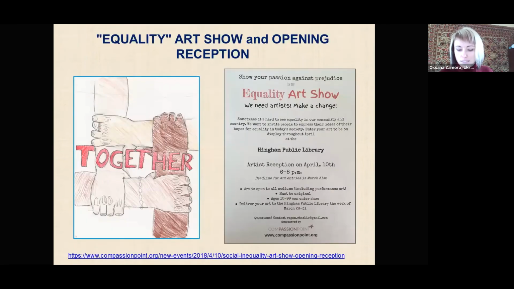Here is another example of a quality art show and opening reception where the participants could not only engage people or raise awareness about the topic, but they also could meet creators and other artists. And again, you see that one of the key messages which they put on this brochure or leaflet is: make a change with your art.